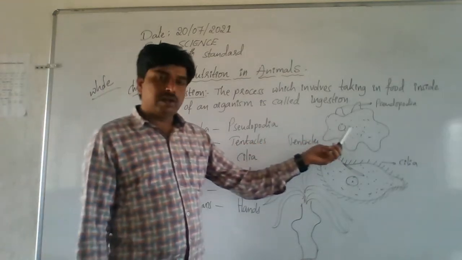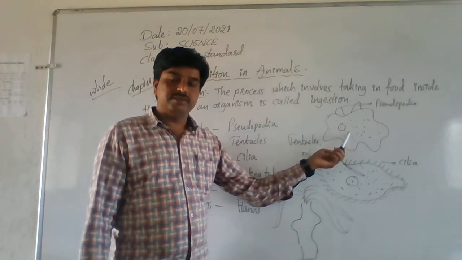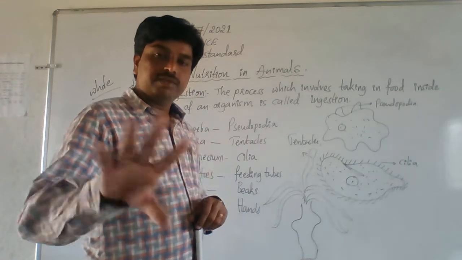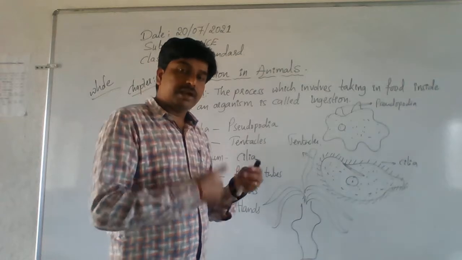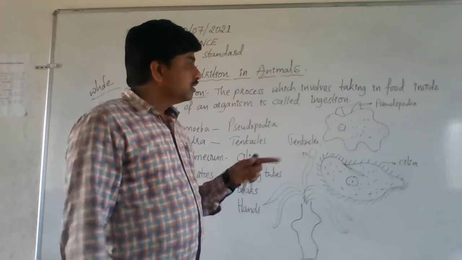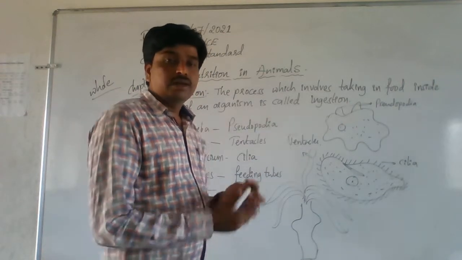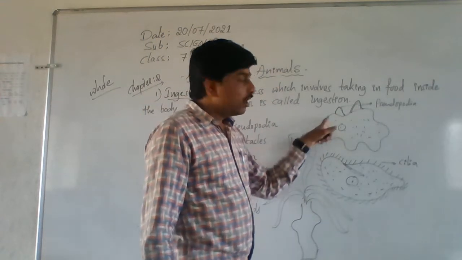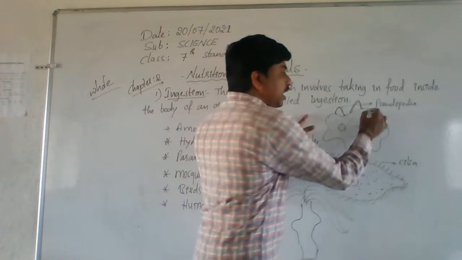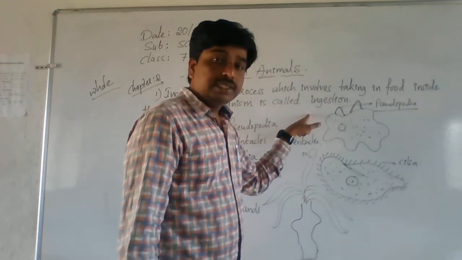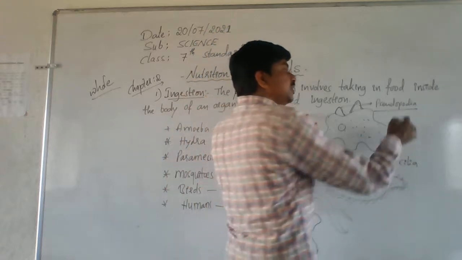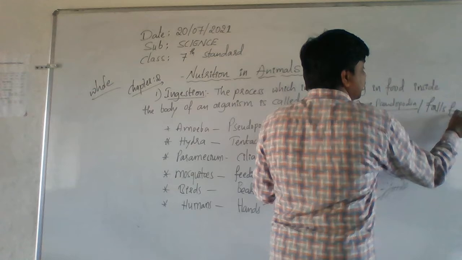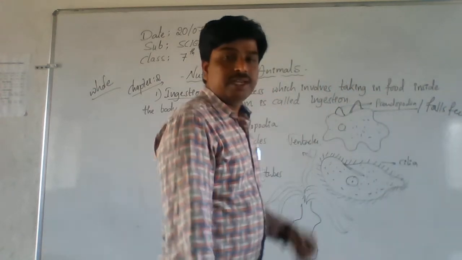See this. Here I draw the amoeba diagram. This is amoeba. Amoeba is a unicellular organism. It has no definite shape. It can change its shape according to the situation. Understand? Here pseudopodia are there. The finger-like outgrowths of this amoeba are called pseudopodia. Sometimes these pseudopodia are also called false feet.